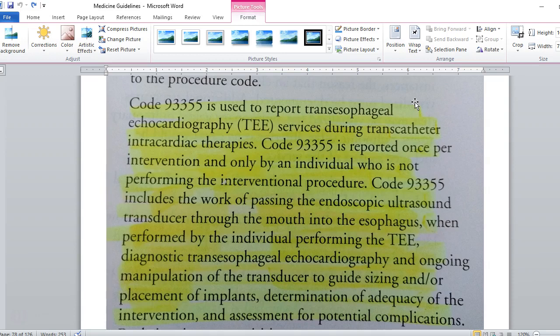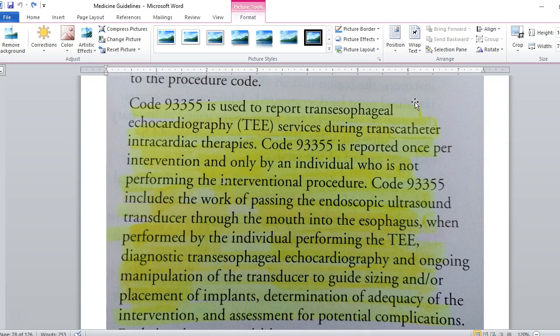So they tell us that code 93355 is reported once per intervention and only by the individual who is not performing the interventional procedure. So again, remember, a lot of times we're doing interventional procedures, so this is a way of checking in. So again, be careful. Who is doing this? Can we code for it?